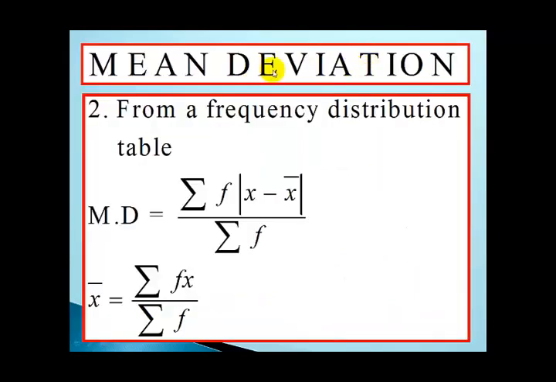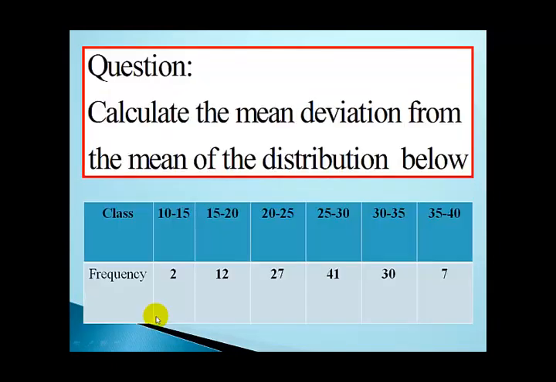Now we have mean deviation from a frequency distribution table. The mean deviation is given by the summation of f times the magnitude of x minus x bar, divided by summation of f, where x bar, the mean, is equal to summation of fx divided by summation of f. Now let's look at this question.